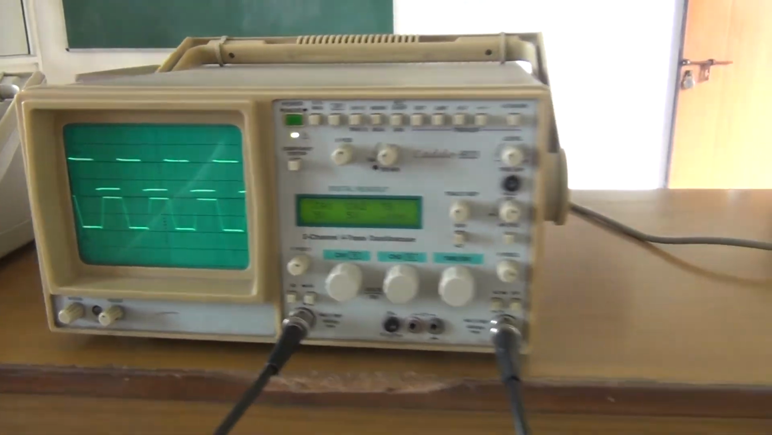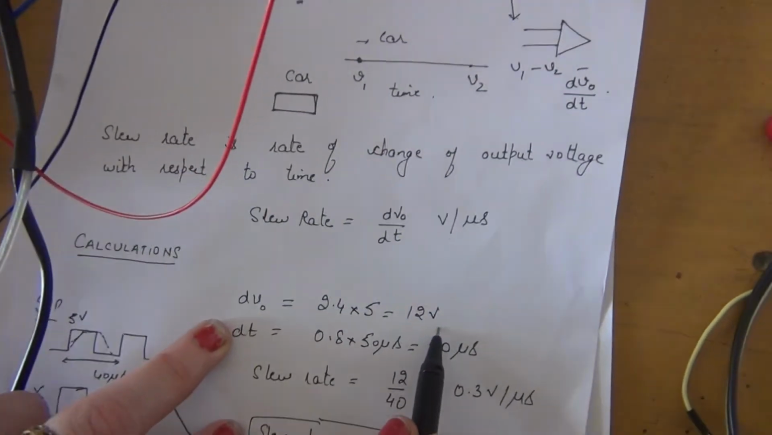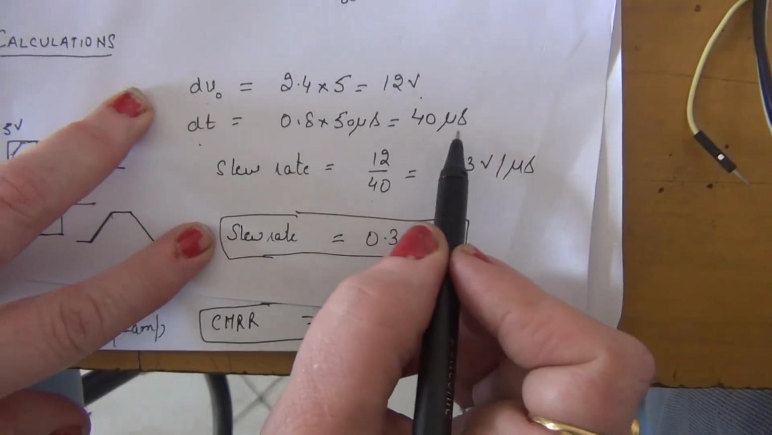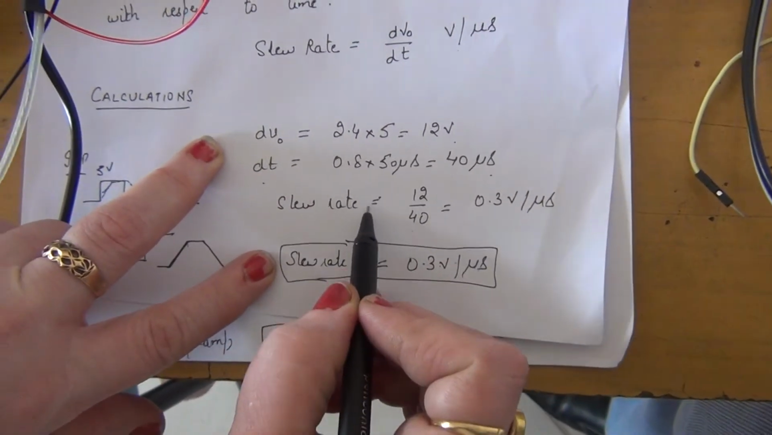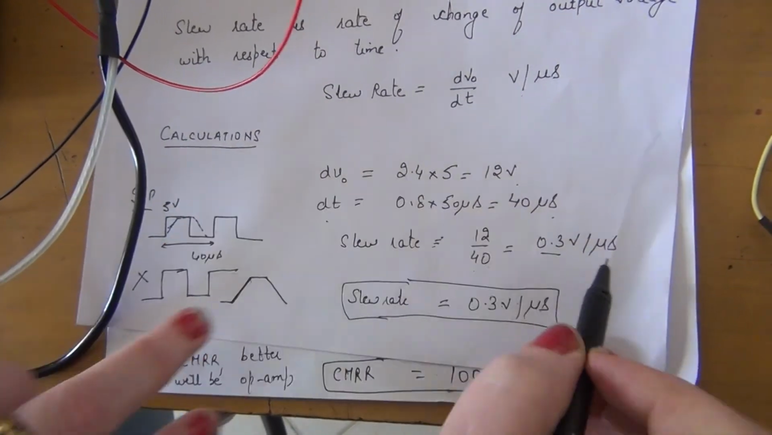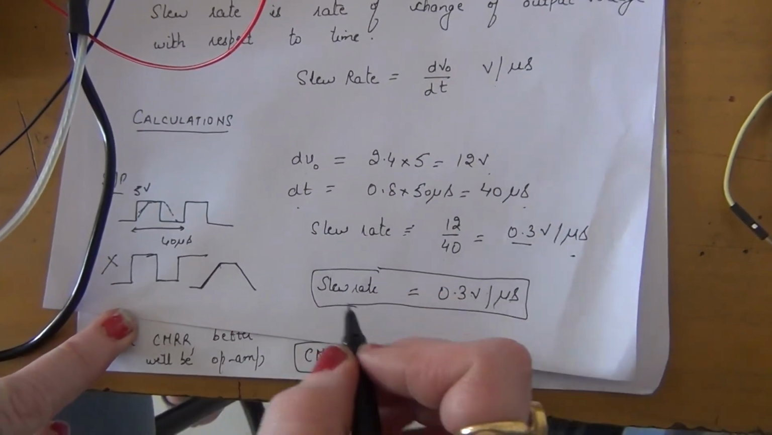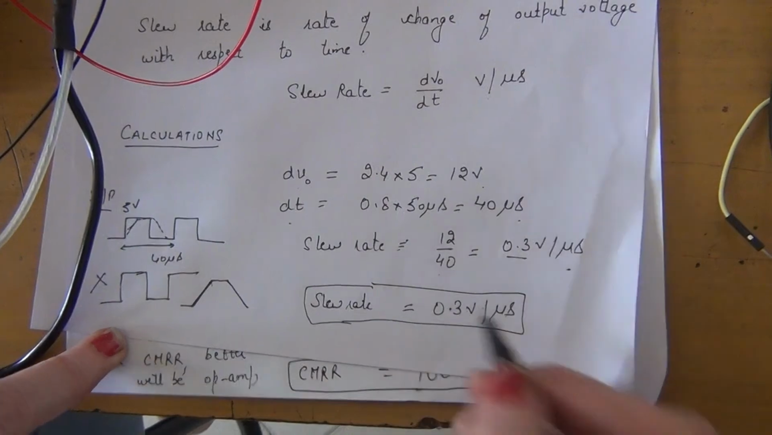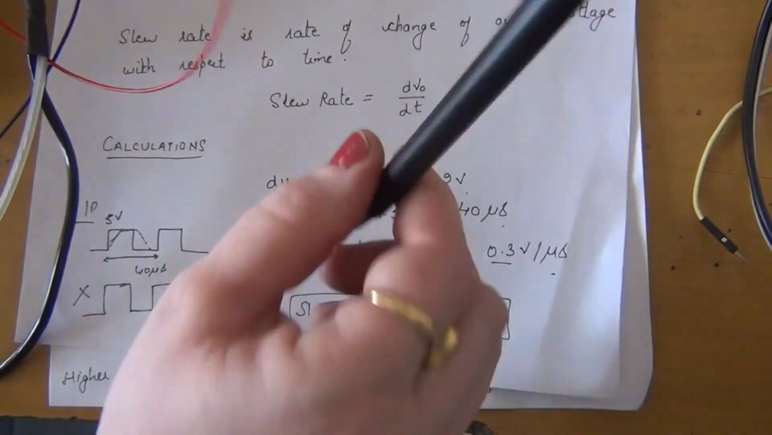By calculating this dV naught and dt, here the value of dV naught is 12 volt and dt is 40 microsecond. Slew rate will become 12 upon 40, which is 0.3 volt per microsecond. Through our calculation we get the slew rate as 0.3 volts per microsecond. This is all about the parameters of an op-amp to identify its value. Thank you.